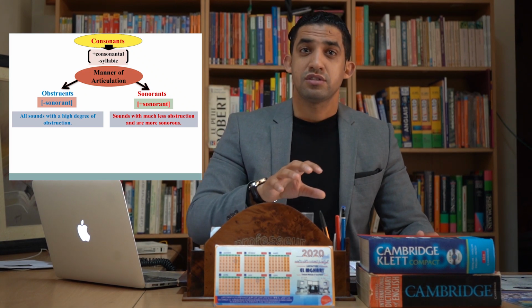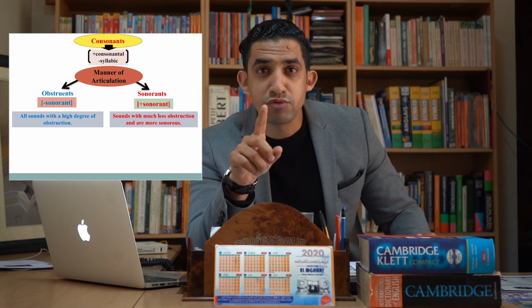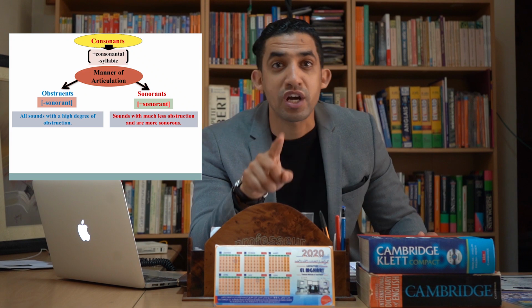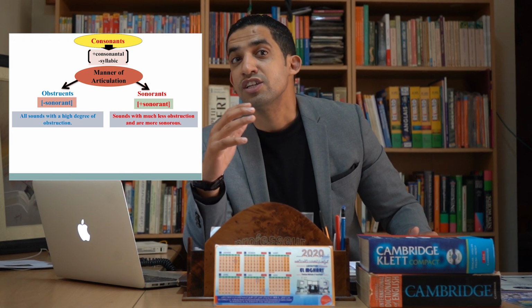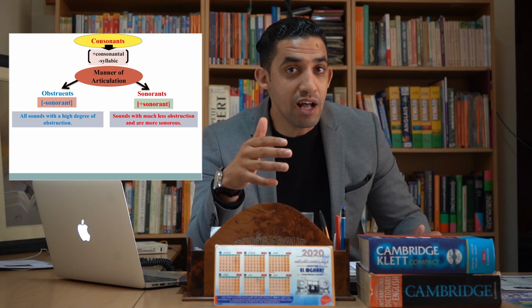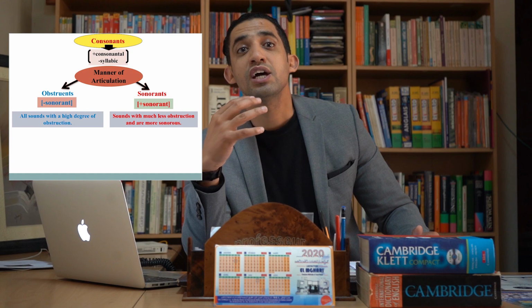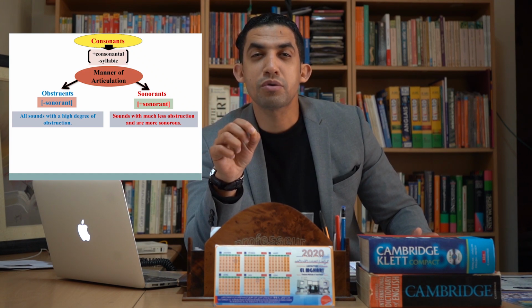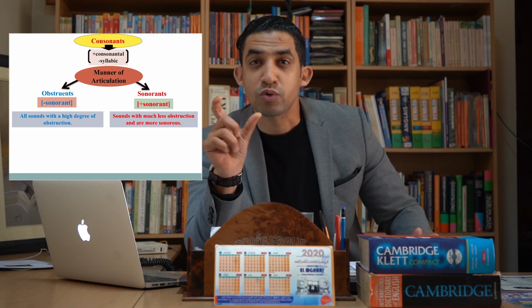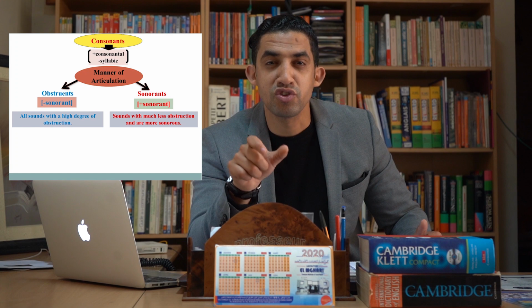But the others are called obstruents, and obstruents are the opposite. All sounds with a high degree of obstruction, which means these sounds are not sonorants, are not musical, but have a very high degree of obstruction. So we give them the feature minus sonorant. So sonorants are plus sonorant and obstruents are minus sonorant.